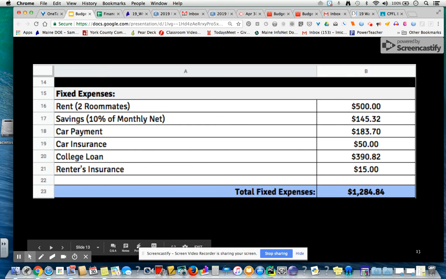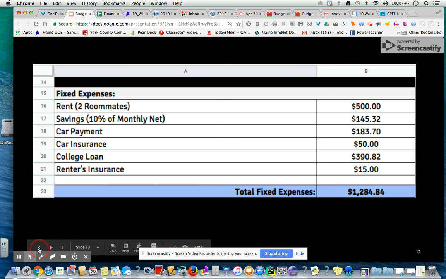So we'll start out with fixed expenses, and of course, much of this will vary. If you get two roommates and get an apartment for about $1,500, that means that your share would be about $500. And if we save about 10% of our monthly net, that would be $145.32. This here will end up being a formula.